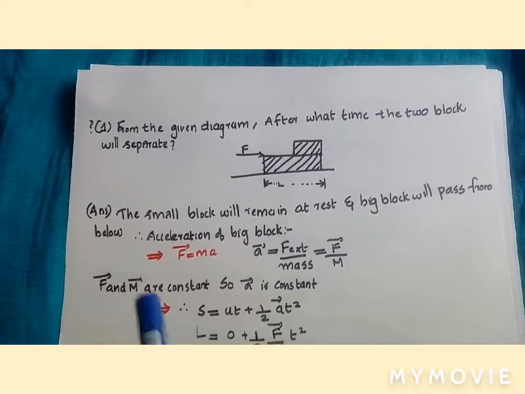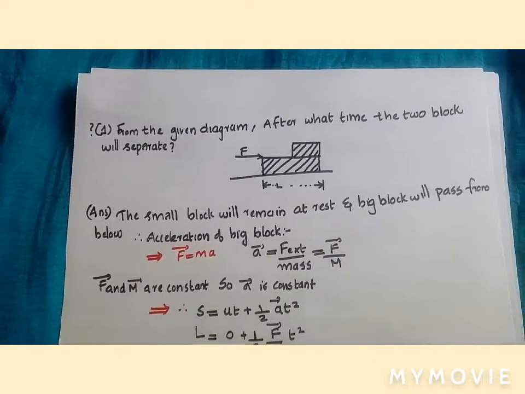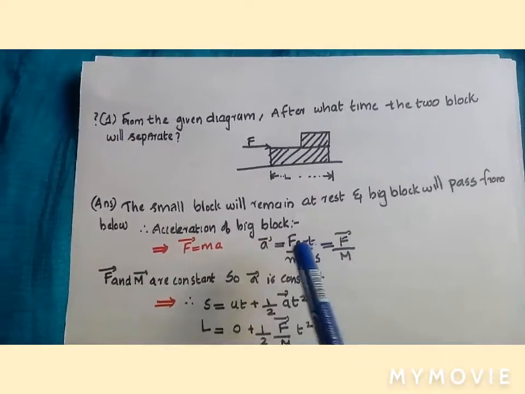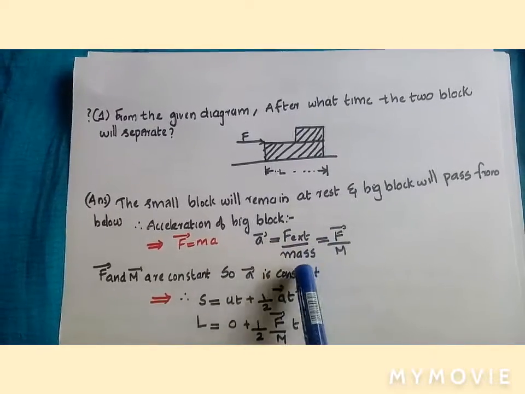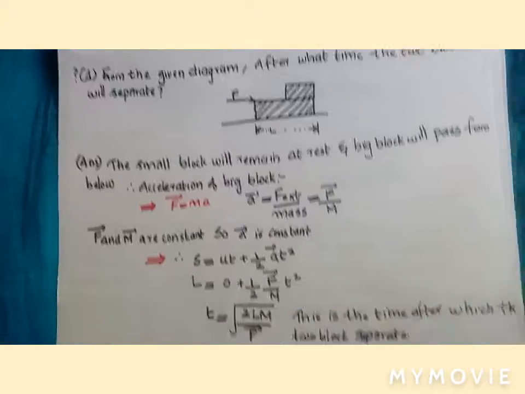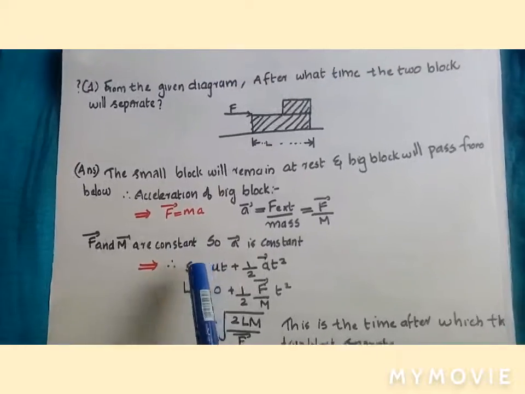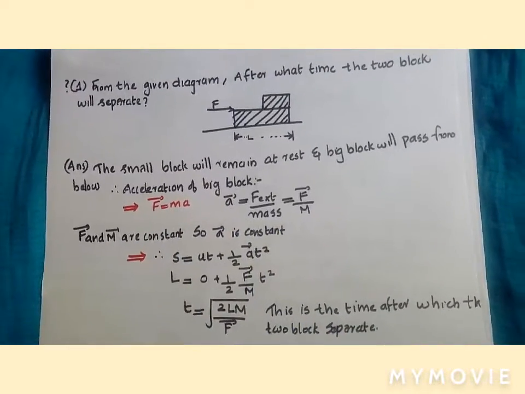Acceleration of the big block: we know the equation force is equal to mass into acceleration. From that, A is equal to F external divided by mass, that is capital F by capital M. F and M are constant, so acceleration is constant.